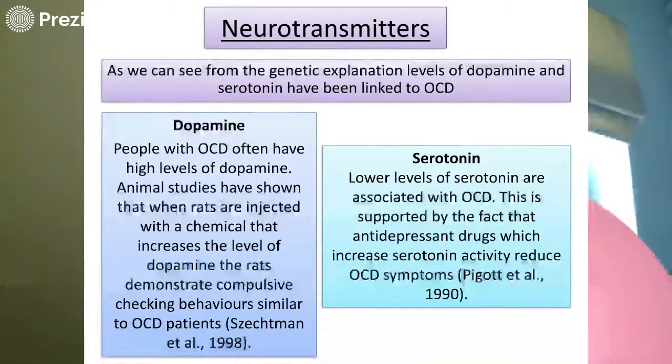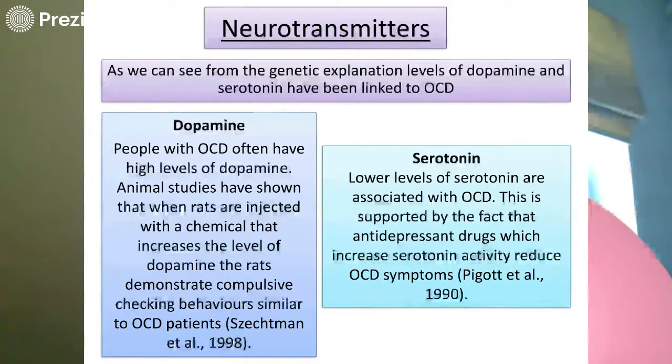So here we've got this idea that someone with high levels of dopamine might develop OCD. We've got this support here, which is animal studies, and this shows that if you give rats an injection that increases their levels of dopamine, then they start to develop checking behaviours, which are similar to OCD patients. Obviously, they're not going to be exactly the same because rats are different to humans in terms of their cognitions, so we've got that little issue there, but it does show that there potentially is a link between levels of dopamine and compulsive behaviours.